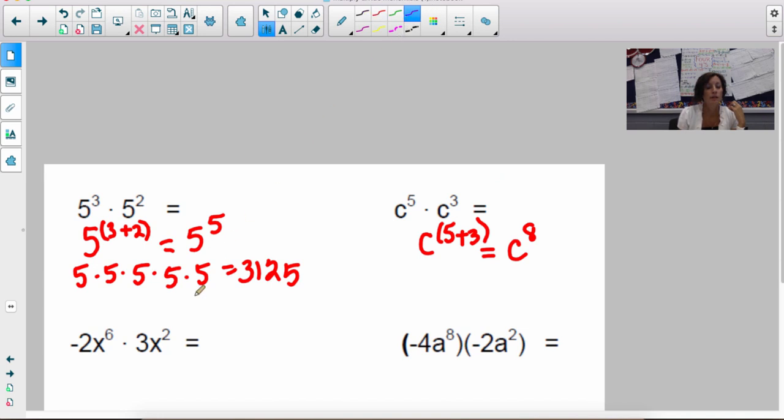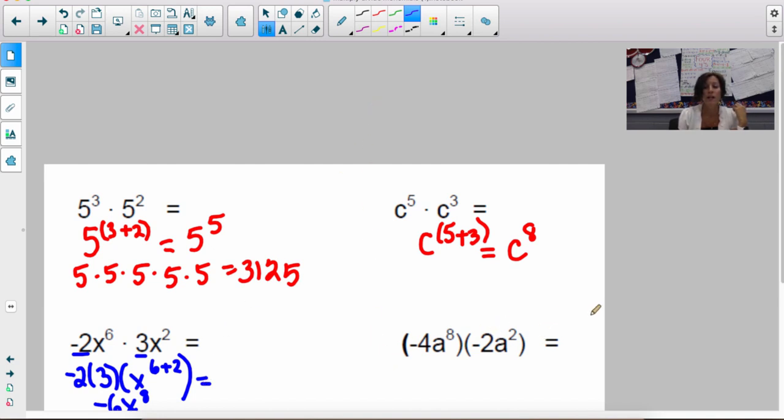Moving on. Negative 2x to the 6th power times 3x squared. So we're going to multiply the coefficients first. Remember that coefficient is a negative 2 times 3. So negative 2 times 3 times x to the 6 plus 2 power. So, simplified, we've got a negative 2 times 3, which is negative 6. x, 6 plus 2 is to the 8th power. And since we don't know what x is, we really can't simplify.